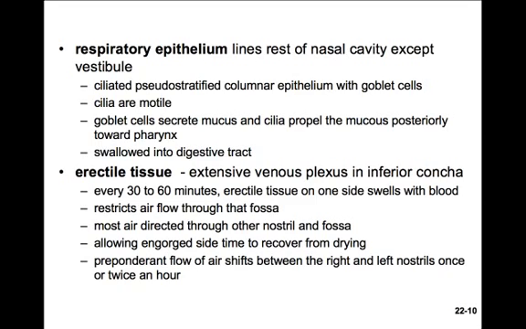There's also an extensive venous plexus in the inferior conchae that forms erectile tissue. Every 30 to 60 minutes, the erectile tissue on one side will swell with blood. This restricts airflow through that fossa. Most of the air will then be directed through the other nostril and fossa. This allows the engorged side time to recover from the drying of air passing over it. Once it has become swollen, the membranes will be moistened. The flow of air shifts between the right and left nostrils, either once or twice an hour.